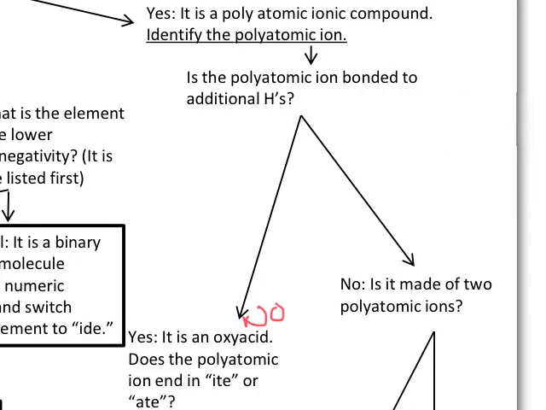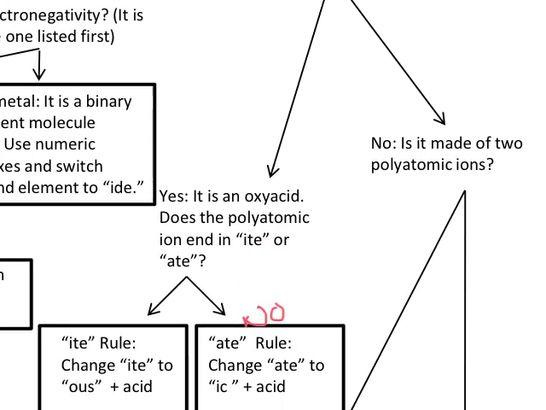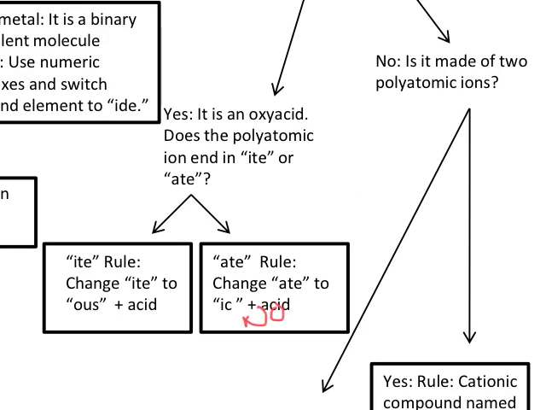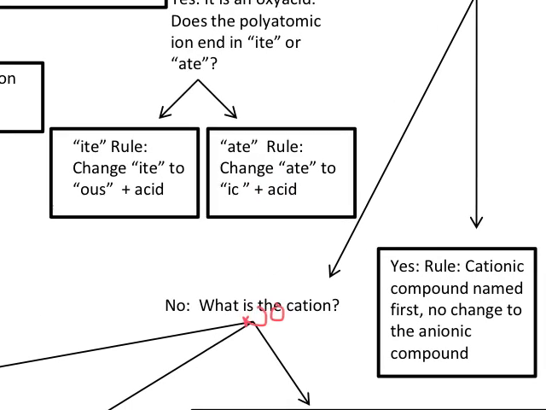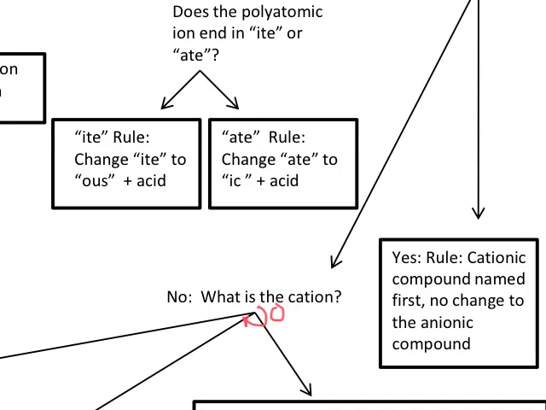So let's say that we have a polyatomic ion and it does have H's added to it. It is now what we refer to as an oxyacid. And you're going to look at whether the polyatomic ion ends in -ite or -ate. So I'm going to use 2 similarly named polyatomic ions for my examples.